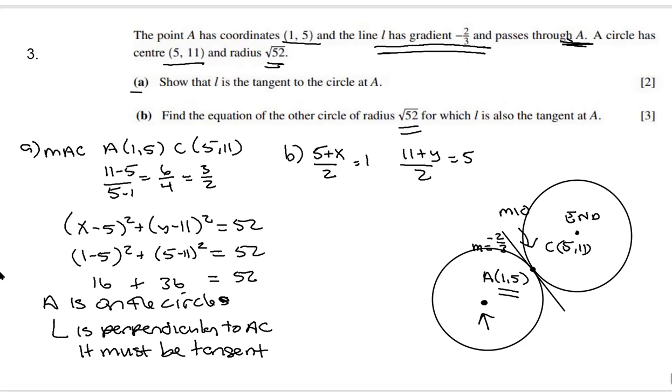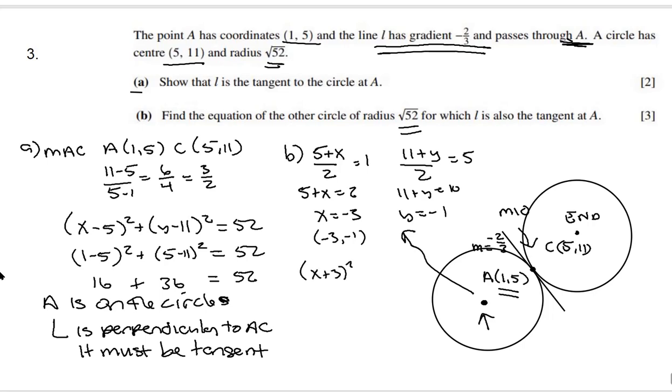When I multiply both sides by 2, this is going to be 5 plus x is equal to 2. X is going to equal negative 3. And then this is going to be 11 plus y is equal to 10. Y is going to equal negative 1. The center of this circle is going to be negative 3, negative 1. And if I want to write a circle equation, all I got to do then is do x plus 3 squared plus y plus 1 squared, and it's going to equal this squared, so it's going to be 52.